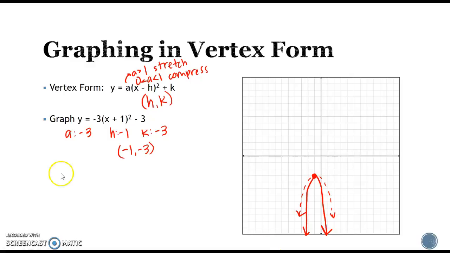Even though it doesn't say it, we're going to talk about domain and range for this one too. So the domain is all real numbers. And then range, I'm coming from the bottom, from negative infinity, and I'm stopping at my vertex. So I'm going from negative infinity to negative 3 with a bracket.